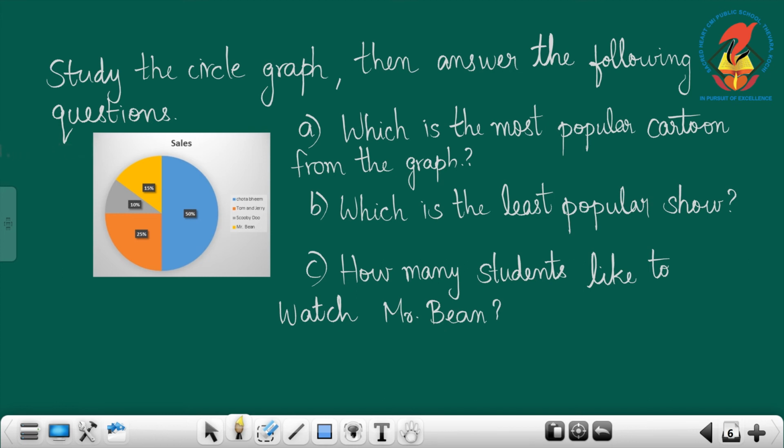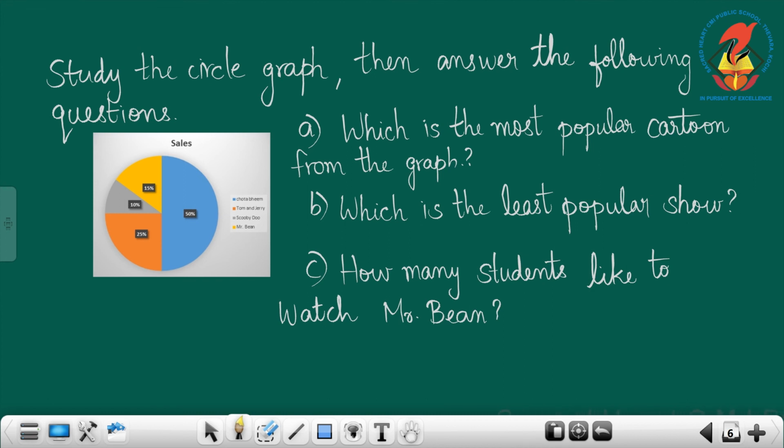Clear? First, we can analyze the graph. This is Chota Bheem, Tom and Jerry, Scooby Doo, Mr. Bean, that is cartoon channels, right? Chota Bheem, that green color, is showing how much percentage? That is 50% for Chota Bheem. Then Tom and Jerry is 25%. Then Scooby Doo is 10%. Mr. Bean is 15%. Okay. So we can move to the questions.